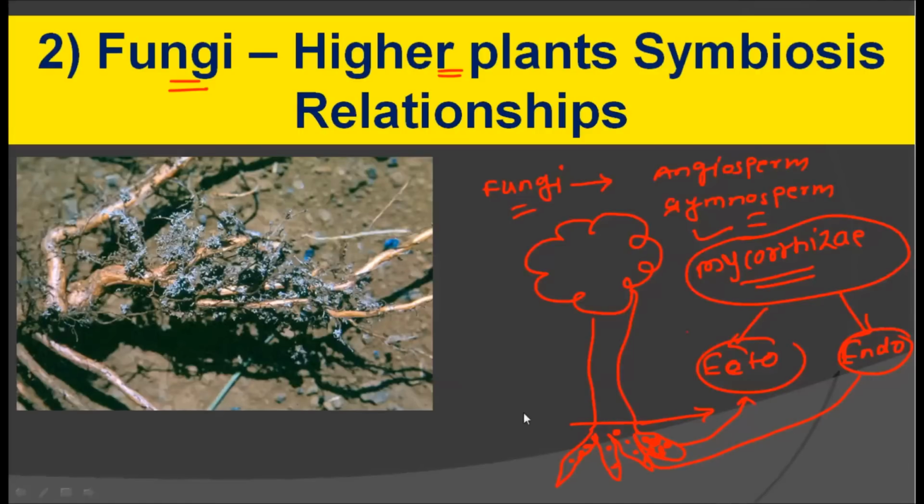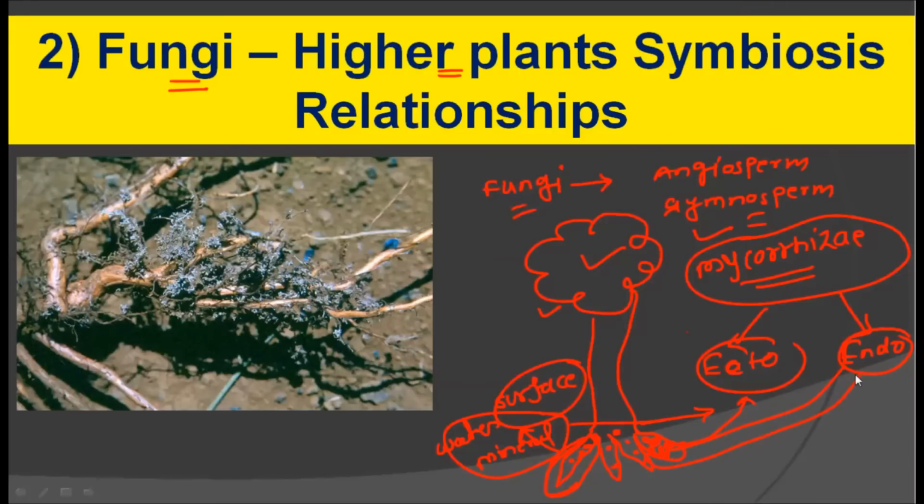Now, what is the benefit of this association? The fungus which is present on the outer surface of the root of a higher plant, that is the ectomycorrhiza, tends to increase the surface area of the root. And due to the increase in surface area of the root, the absorption of water and minerals increases. And due to the increase in water and mineral uptake, the growth of the plant tends to happen very quickly.